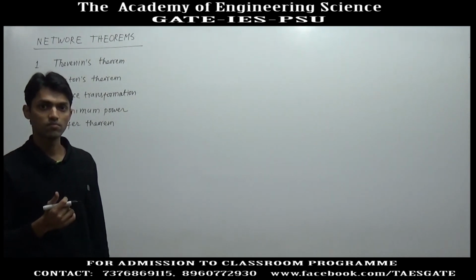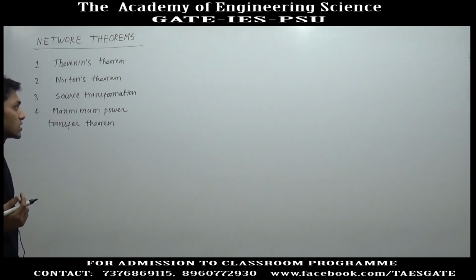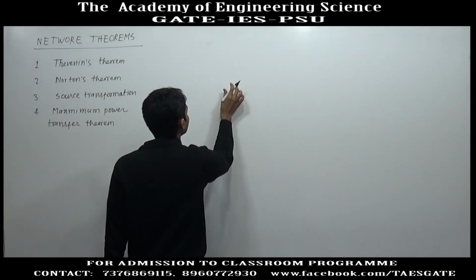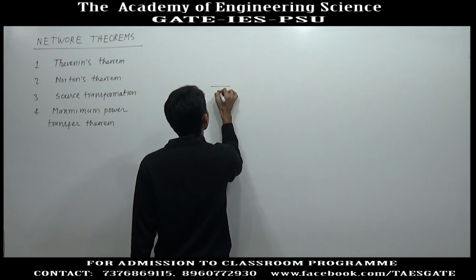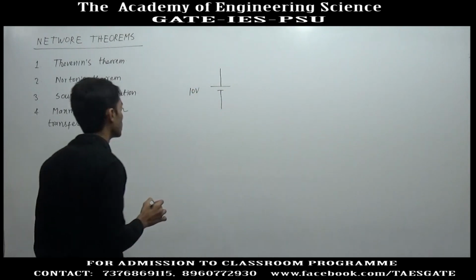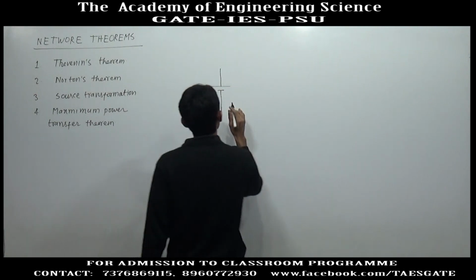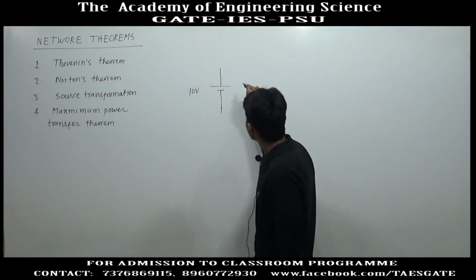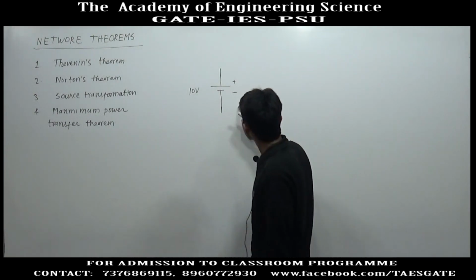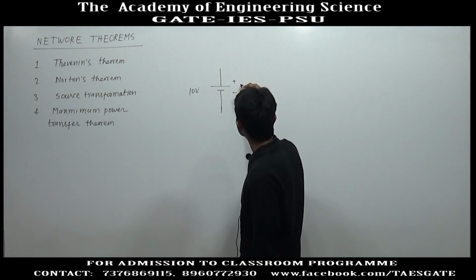Before starting network theorems, we will study some properties of the ideal voltage source and the ideal current source. First, I am taking an ideal voltage source. Suppose this is a voltage source of 10 volt, and if it is an ideal voltage source, then the potential difference between this positive and negative will always be 10 volt.